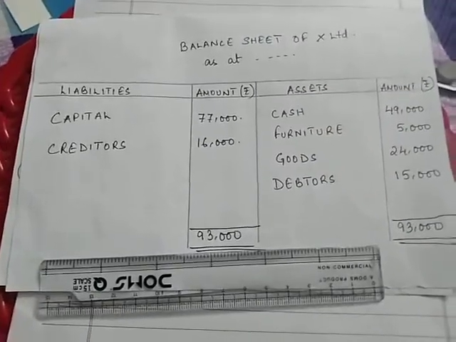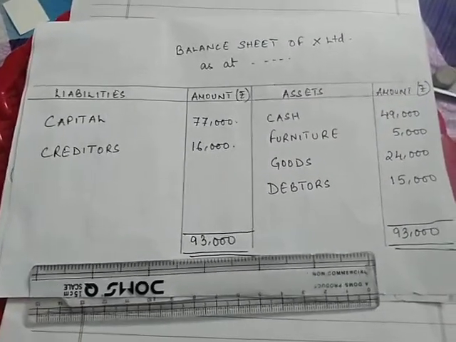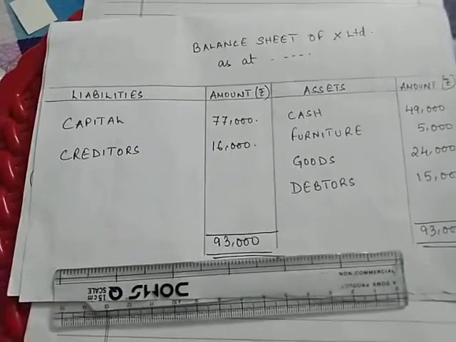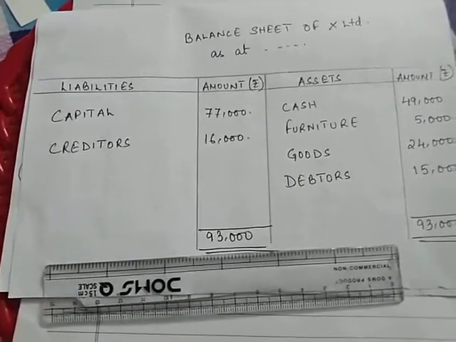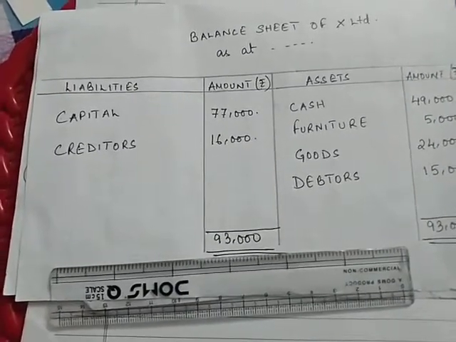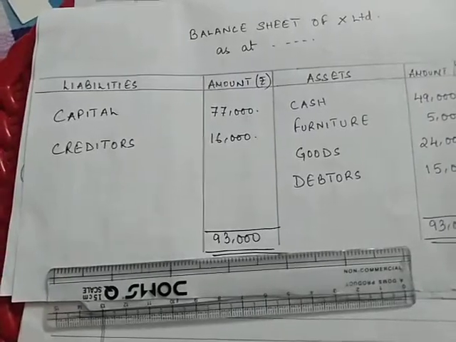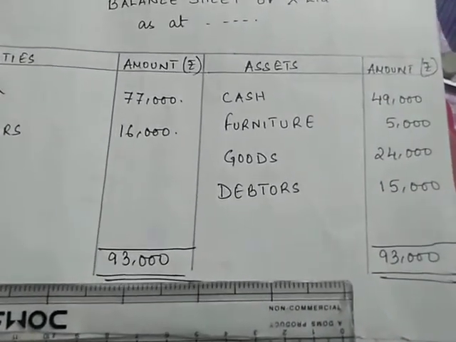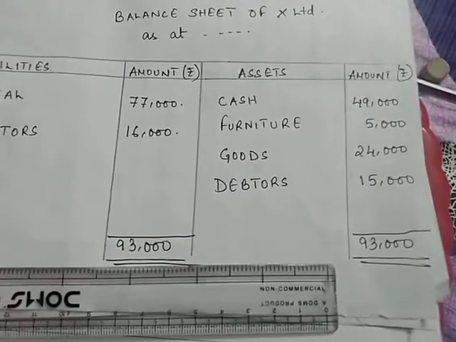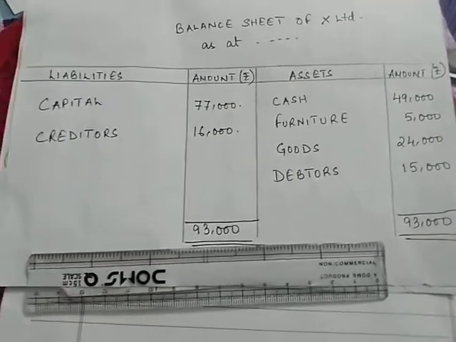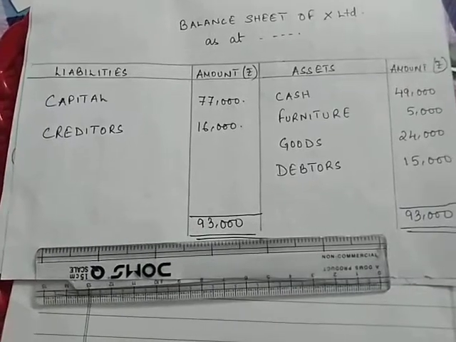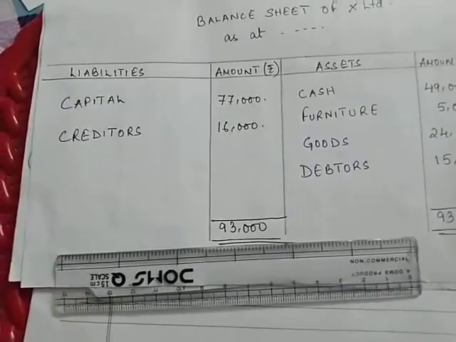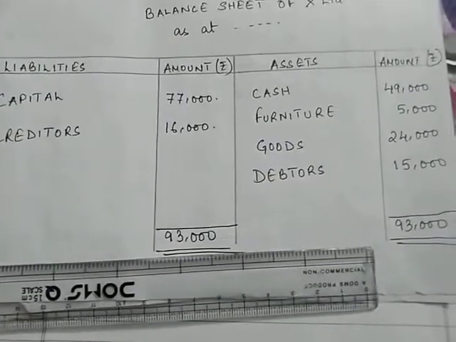So children, here comes the balance sheet format. Balance sheet of X Limited. It has two sides, as you all know, liabilities and assets. In liabilities we have capital 77,000, creditors 16,000, and on the asset side we have cash 49,000, furniture 5,000, goods 24,000, debtors 15,000. We will simply write the final equation after our sixth transaction in the balance sheet, and if you add both the sides you will get 93,000.